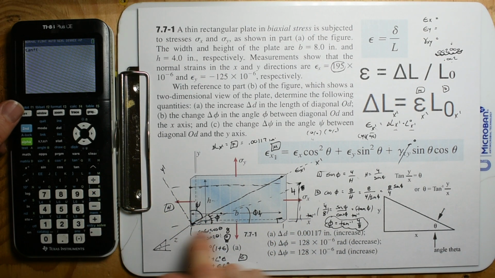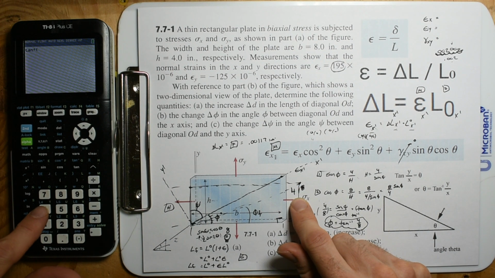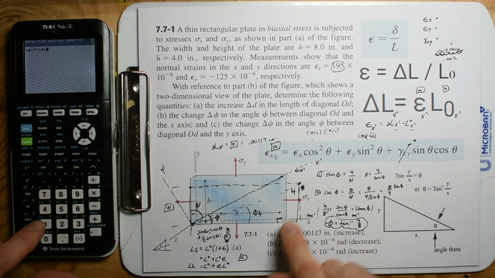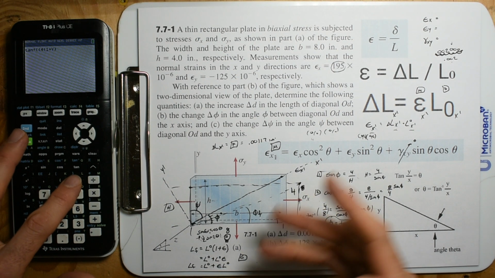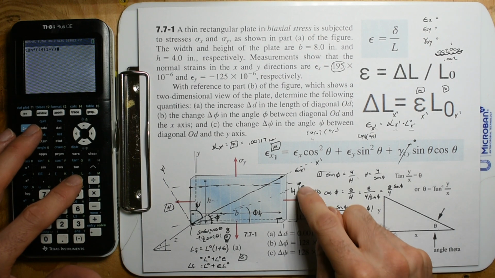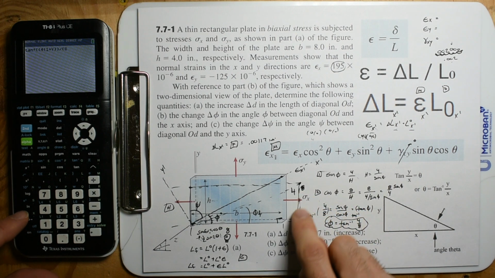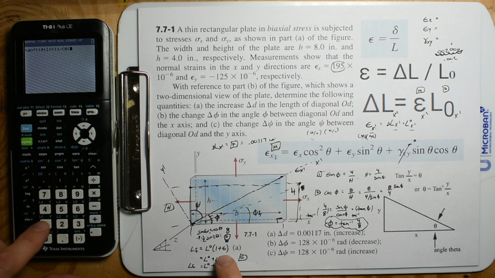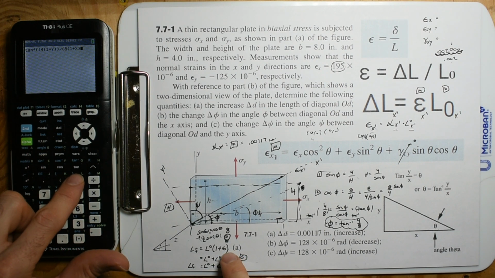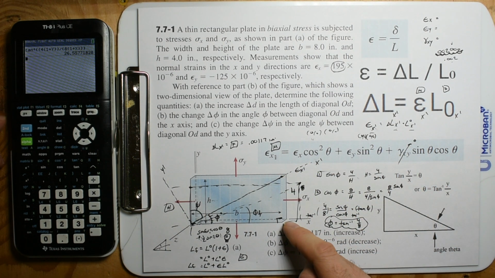Phi final will be inverse tangent of this height, which, if we know what we're doing now, is going to be 4 times 1 plus the strain in the y direction. Hell yeah. And that's it. That's just that height. And now we're going to divide it by this length. This total length is 8 times 1 plus the strain in the x direction. Booyah. So this equation is a pretty good one to get the hang of. Hell yeah. So that's our new angle.